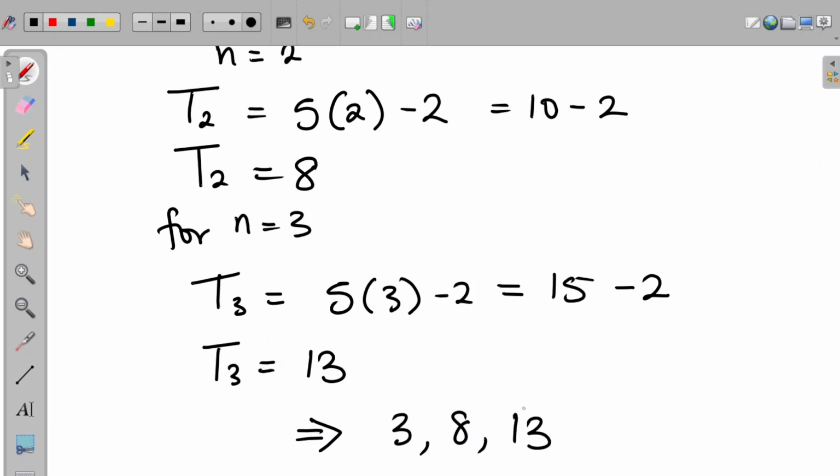Now, you can see there is a well-defined rule for the sequence. The difference between the first term and the second term is 5, and the difference between the second term and the third term is 5. So there is a well-defined rule for this sequence. To strengthen our understanding, let's solve some questions that pertain to sequence.